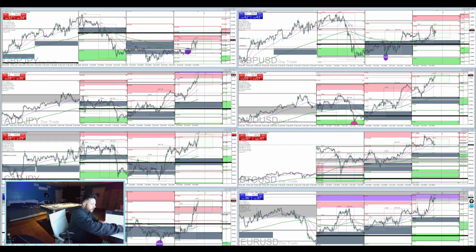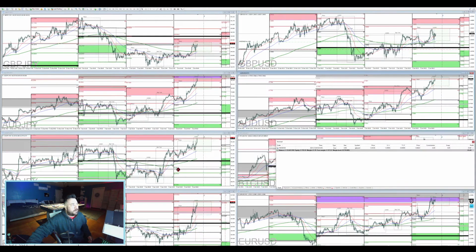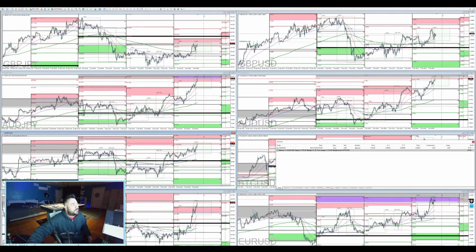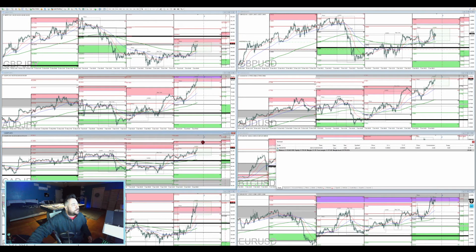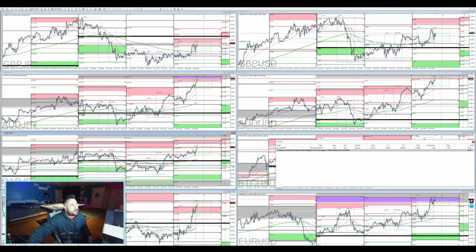So I'm only in on the pound, and I only have an order left for the CAD yen, but I do need to place that alert now for that. Let's go right up in here. Okay, got the alert.